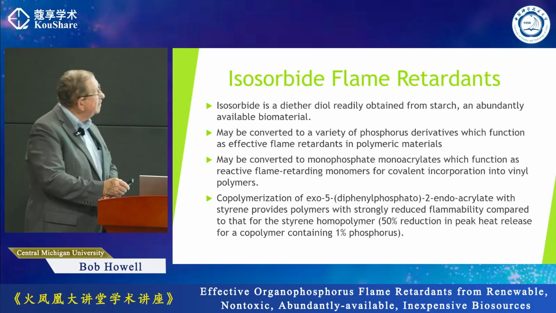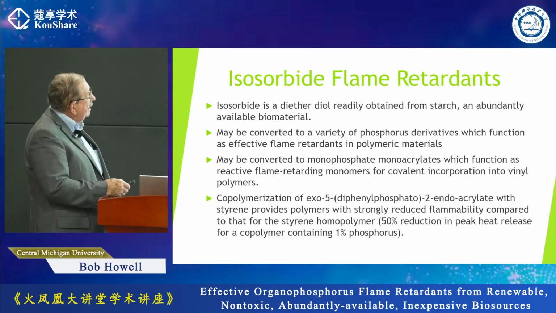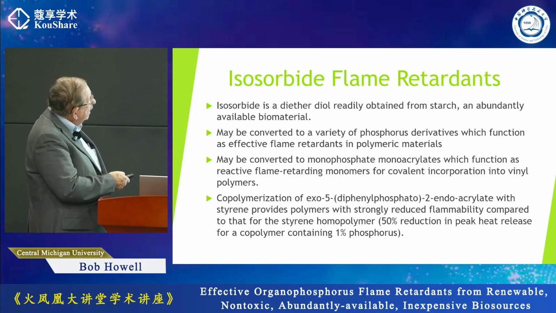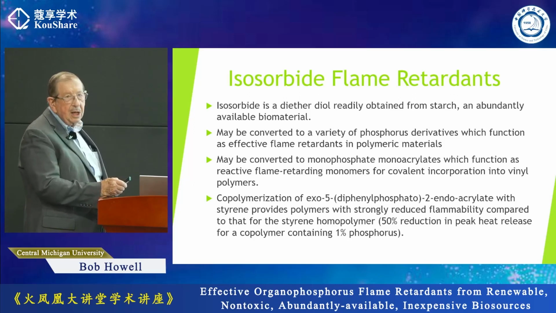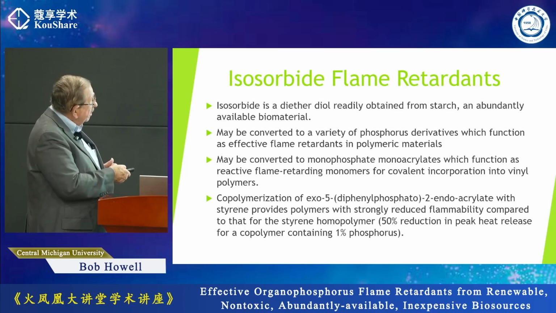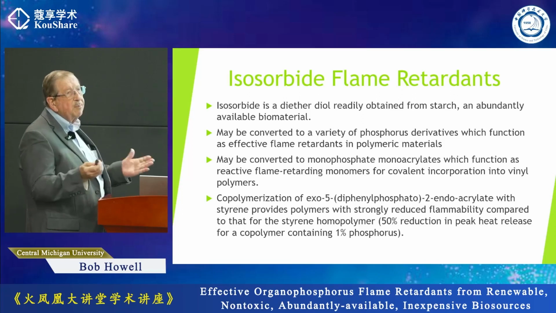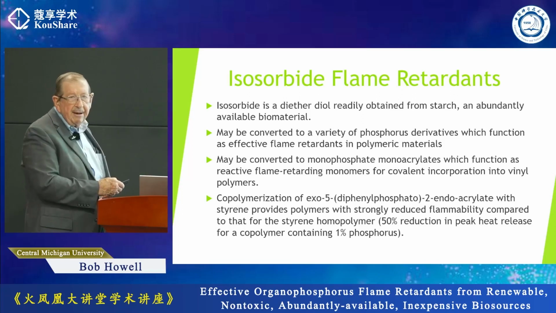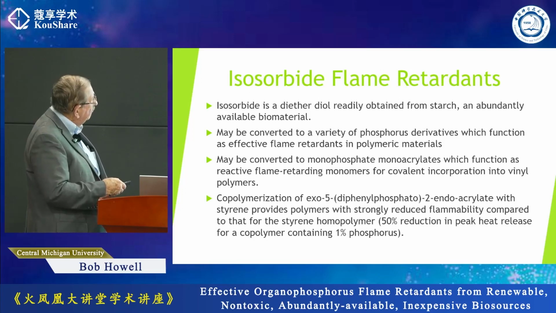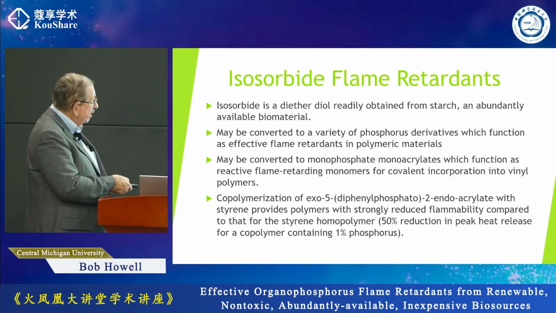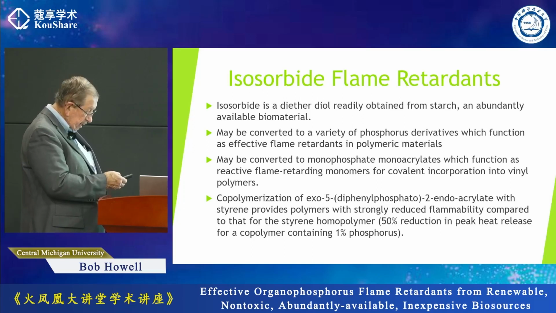Isosorbide is a very versatile material. It is readily available from starch. It can be converted to a variety of phosphorus derivatives, which function well as flame retardants. Can be converted to monophosphate monoacrylates and probably other things. We just haven't done that. To give you reactive flame retardants. And the most prominent is this one. You get a 50% reduction in peak heat release rate.